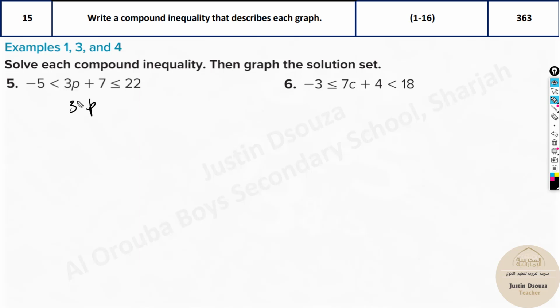See, 3 is multiplied to P and added by 7. So let's remove this. How to remove? You should minus 7, right? So minus 7 throughout over here. Minus 7, minus 7, minus 7.